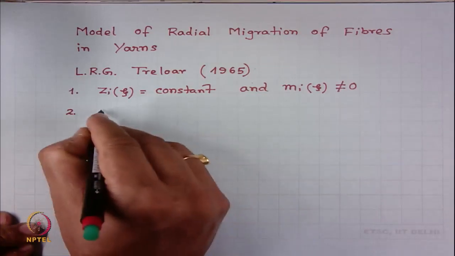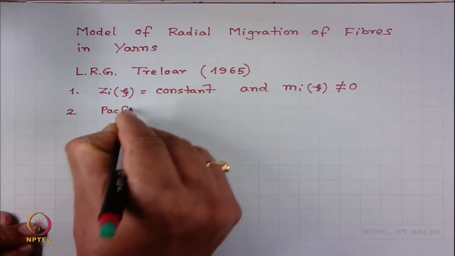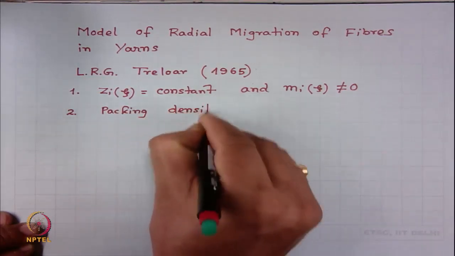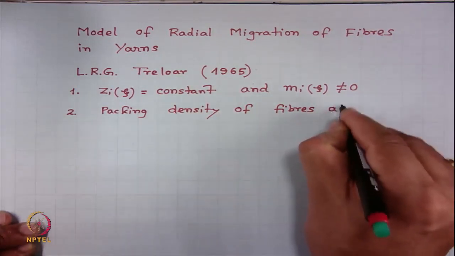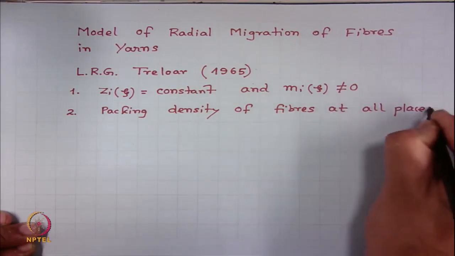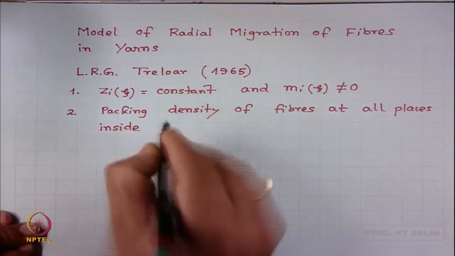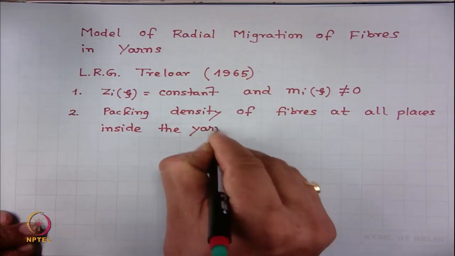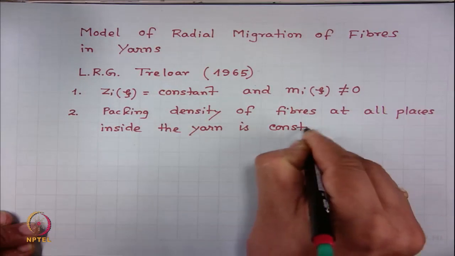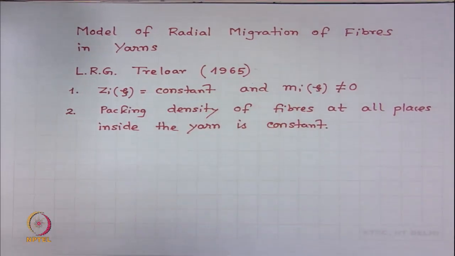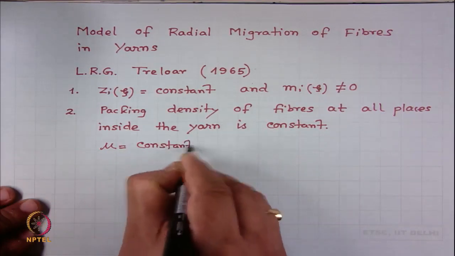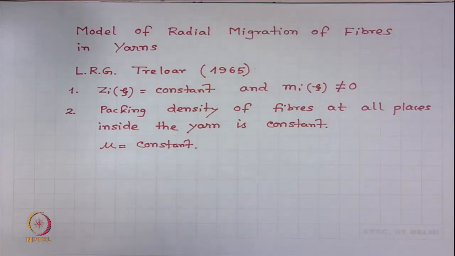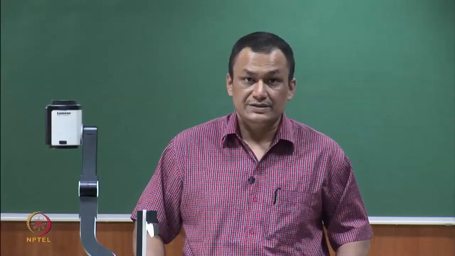Second assumption of Taylor is that the packing density of fibers at all places inside the yarn is constant. That means mu is constant. This was the second assumption in Taylor's model of radial migration of fibers in yarns.